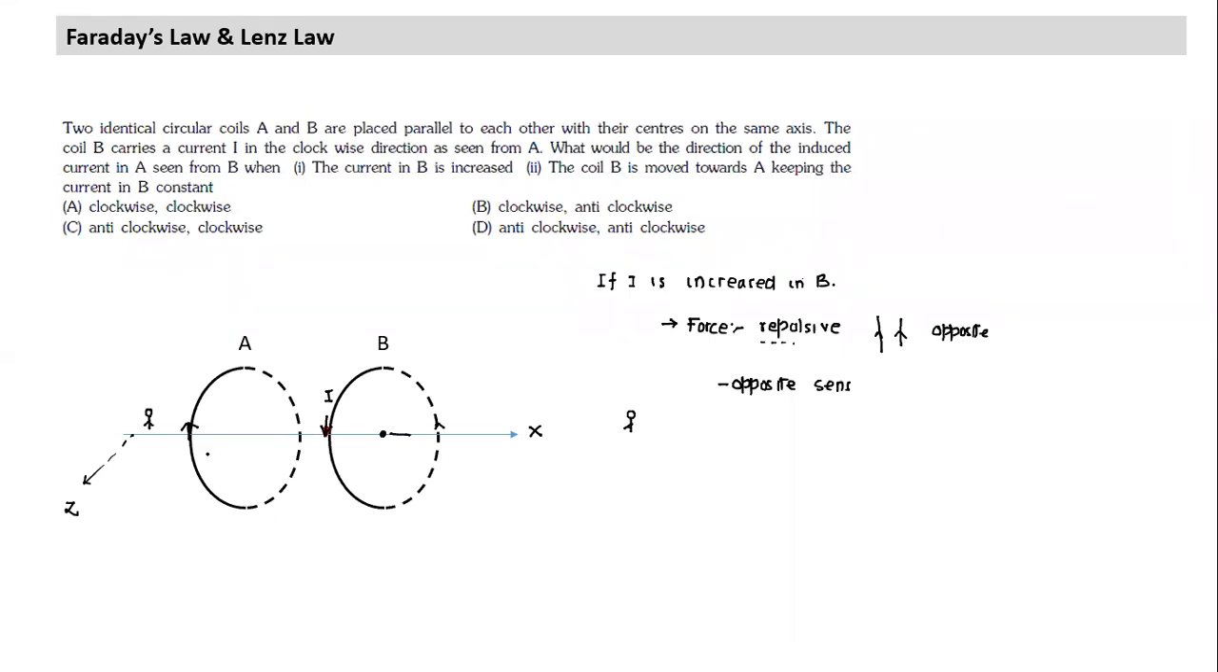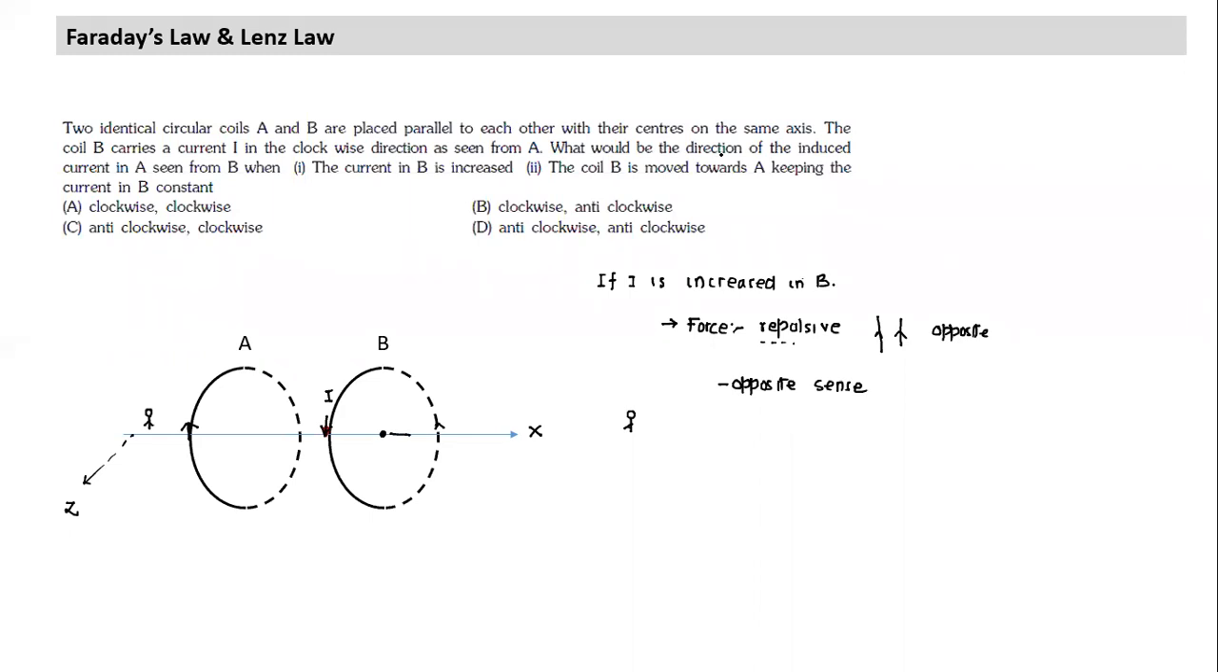Disha, have you understood this point so far? Yes, sir. So the direction of current is in the opposite sense. But whether it's clockwise or anti-clockwise depends on whether I'm viewing from here or here. So this is the direction of current in A.